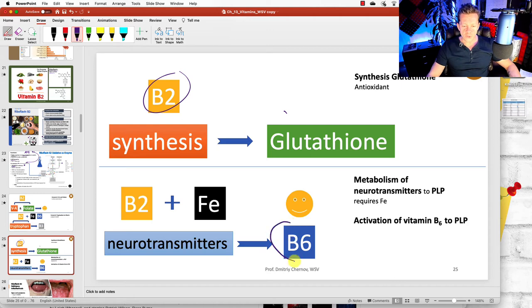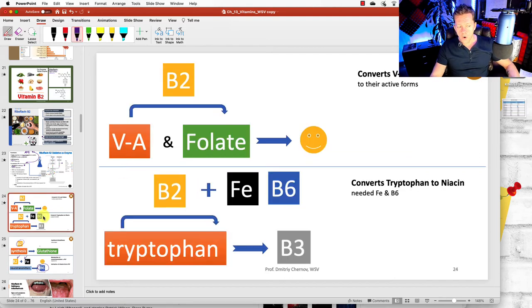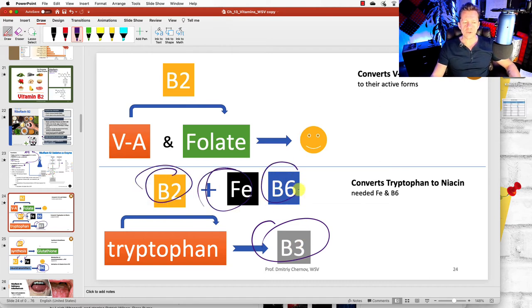But even to synthesize vitamin B6, not only do you need B2, you need iron also, working together. Or, for example, to synthesize vitamin B3, you need vitamin B2, iron, B6, and tryptophan. To make active vitamin A, you need B2. To make active folate, you need B2. So B2 from every angle is crazy important.